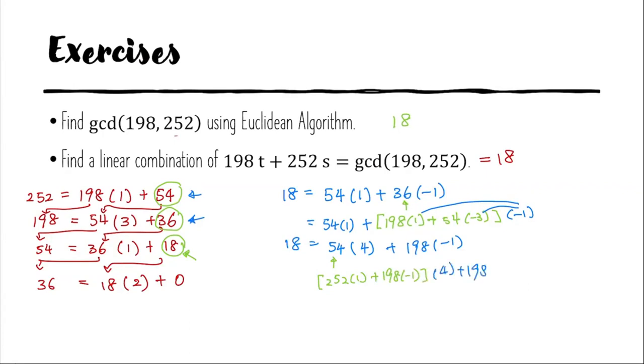Now copy down the rest. And again, you want to put it into linear combination form. So you have 198, and when you distribute the 4, you have -4 plus the -1 outside. So you have 198 times -5 plus 252 times 4. So now you have a linear combination of 198 and 252 equal to their GCD 18. So if you look at it, here is your T, and here is your S. Any questions here?